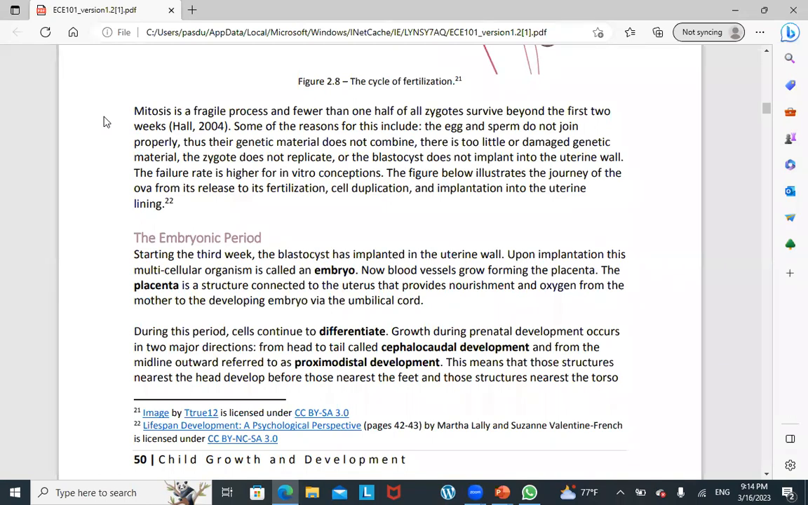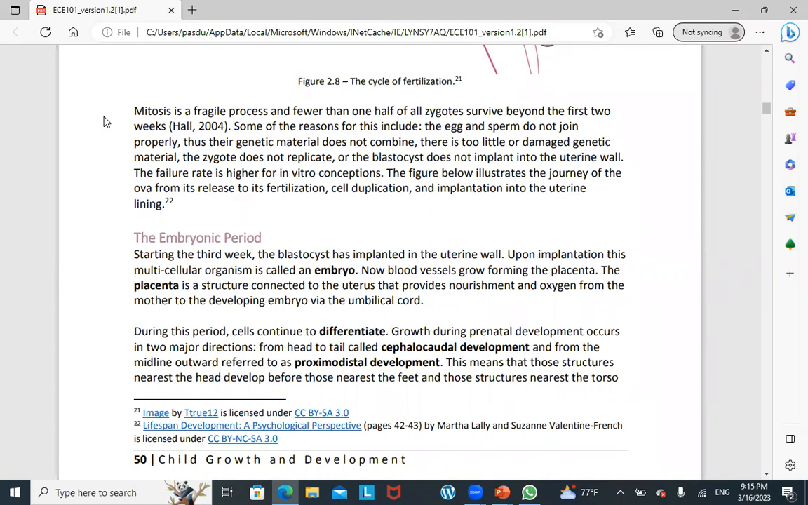How is the placenta created? It is created with the blood vessels. The placenta is a structure connected to the uterus that provides nourishment and oxygen from the mother to the developing embryo via the umbilical cord.